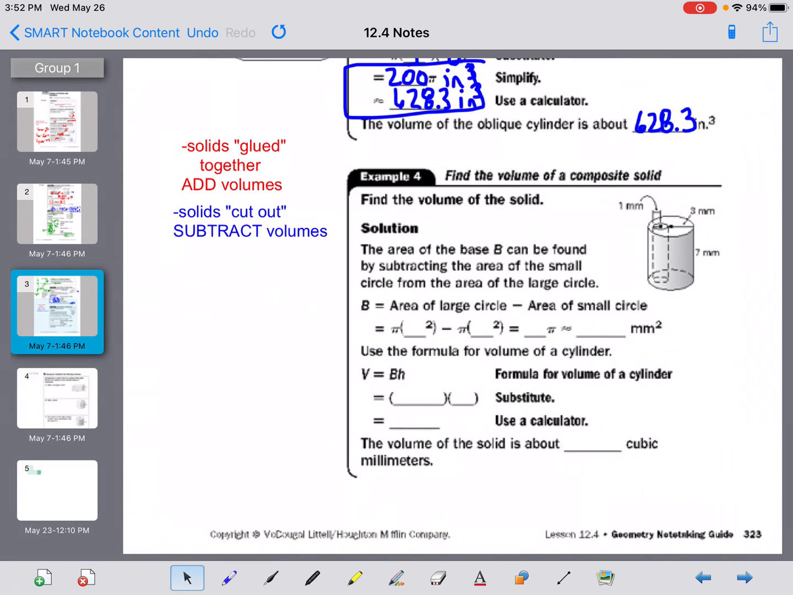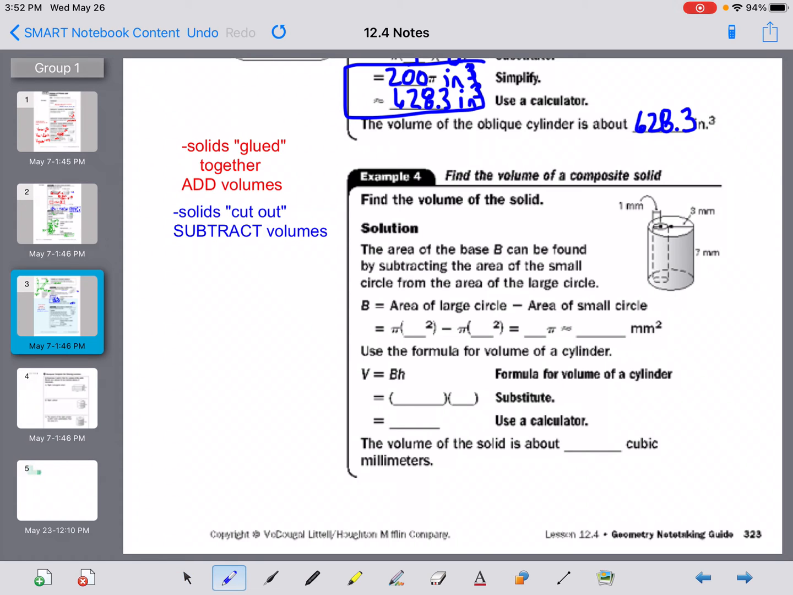All right, so quick margin note here. Solids that are glued together, you need to add the volumes. Solids that are cut out, you need to subtract the volumes, okay? And it's very, very similar to what we did in the area equation. We just need to use volume equations today. So the volume of this cylinder solid.